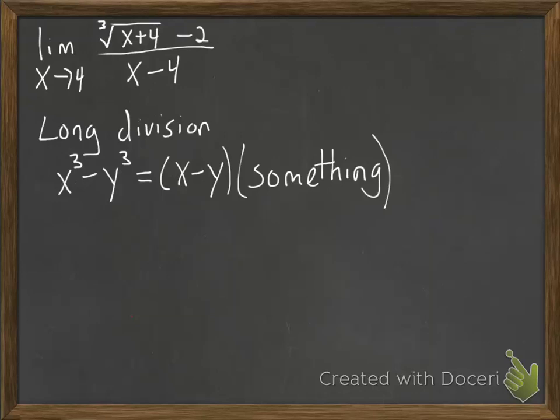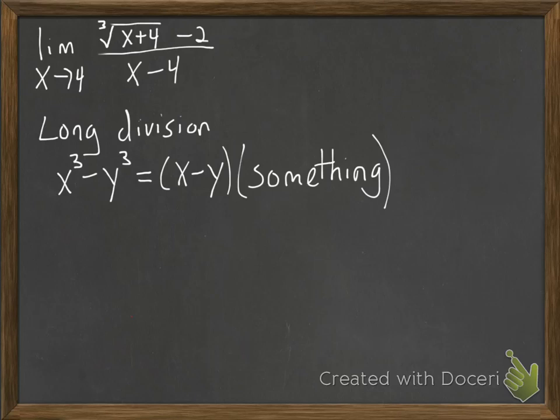Alright, in class I told you I would work out this problem. Here's a limit with a cube root. The idea here is the same idea we use with the square root, and that is we want to get rid of the cube root. To do that, we need to turn that numerator into a difference of cubes, much like we had to turn the square root one into a difference of squares.